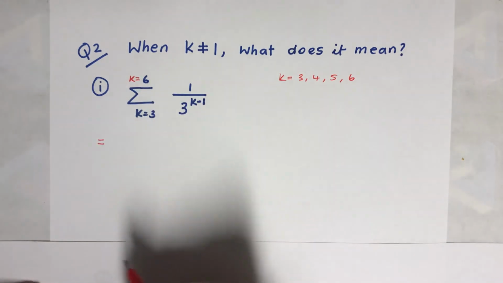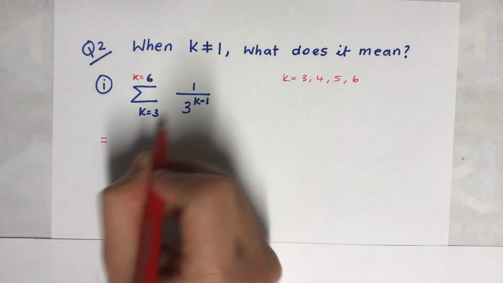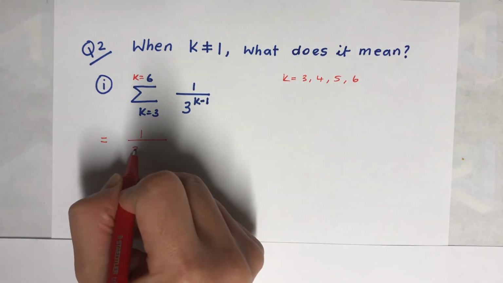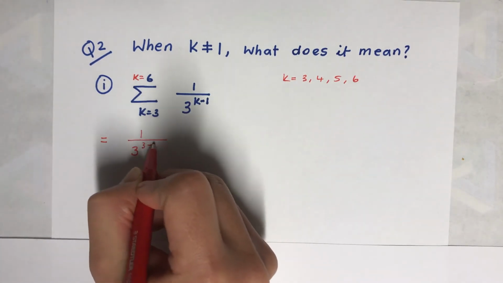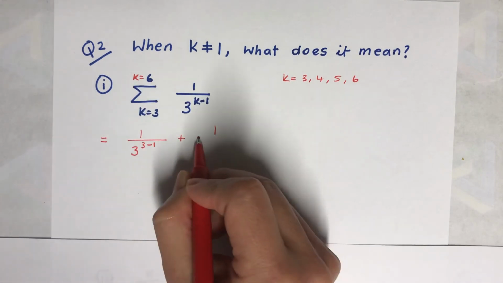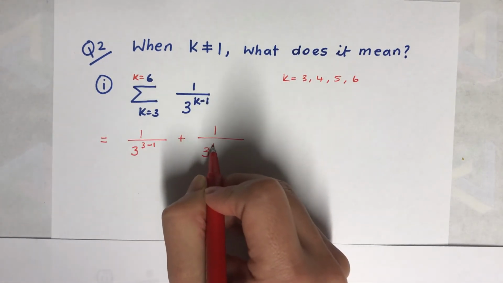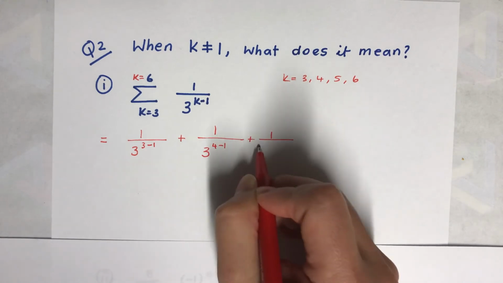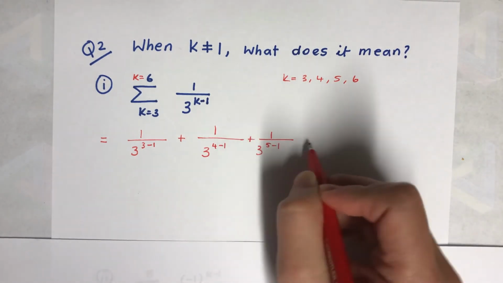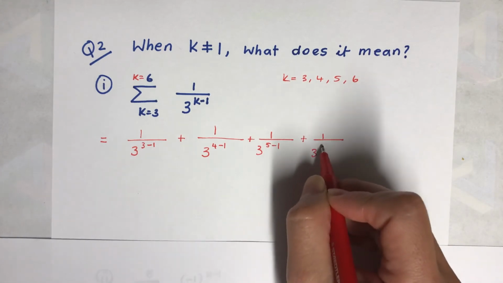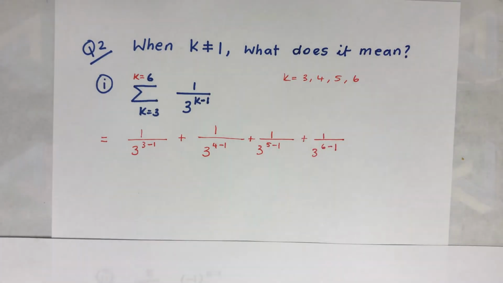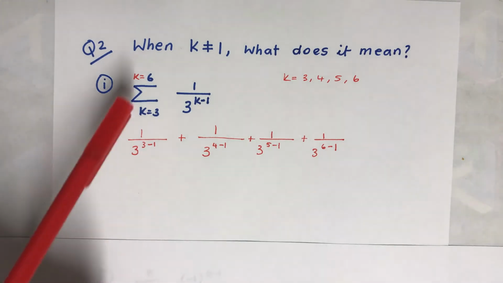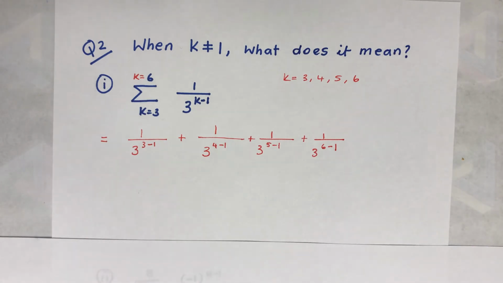So here I'm going to do 1 over 3, start with 3 to the power 1 plus, because it's a sum, 1 over 3 to the power of 4 minus 1, 1 over 3 to the power of 5 minus 1, plus 1 over 3 to the power of 6 minus 1, and stop there, okay? Now, that 6 doesn't mean 6 terms. It just goes up to 6, okay? So be careful with that.